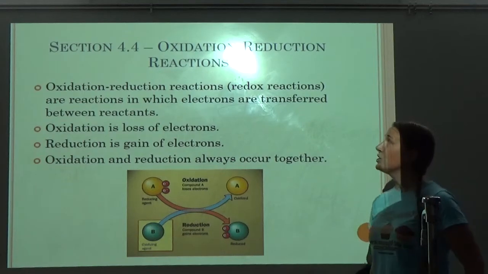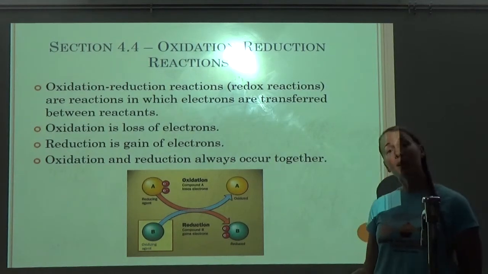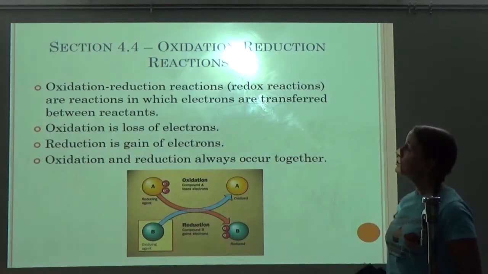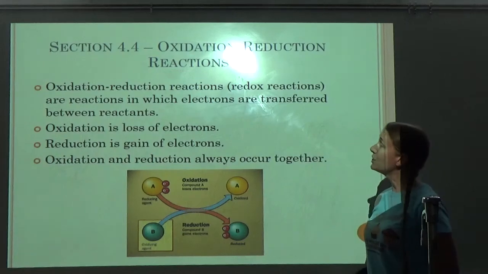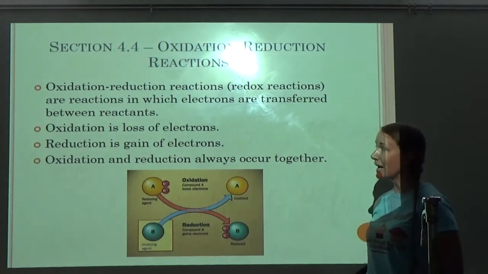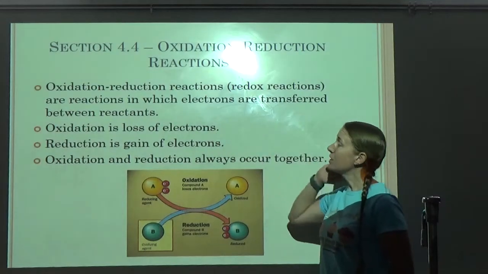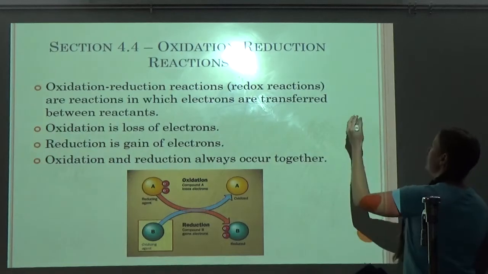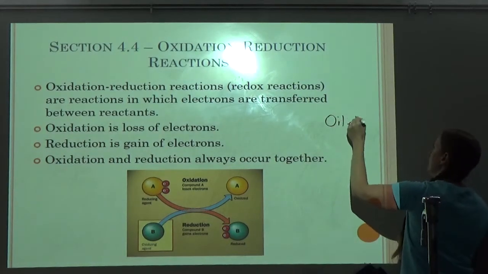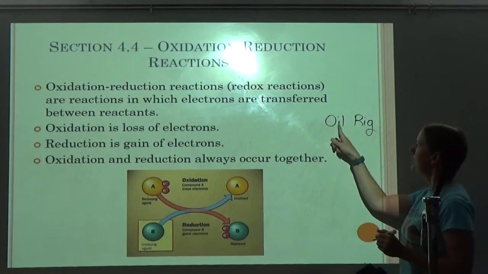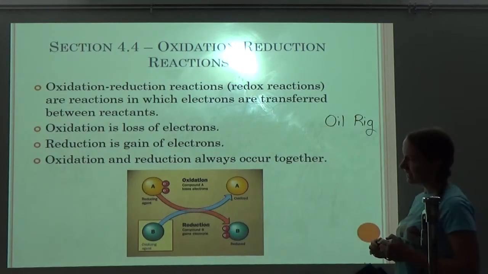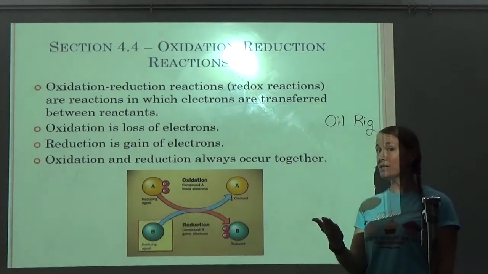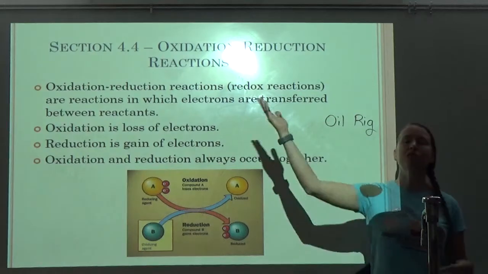Alright, so let's move on to oxidation reduction reactions. So again, depending on what year you had me, this may or may not be new information. So oxidation reduction reactions, or redox reactions, are reactions in which electrons are transferred between reactants. So oxidation is loss of electrons, and reduction is gain of electrons. The easy way to remember it is OIL RIG. Oxidation is loss, reduction is gain of electrons. Oxidation and reduction always occur together, because if something loses electrons, somebody else has to gain them. They don't just fly off into space.